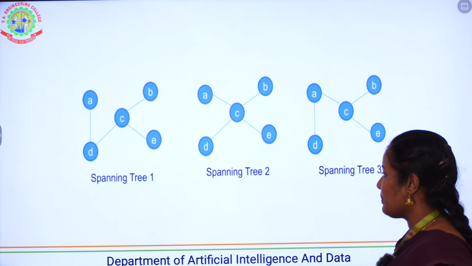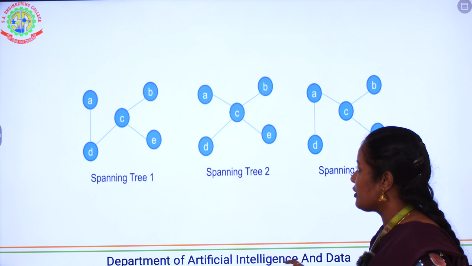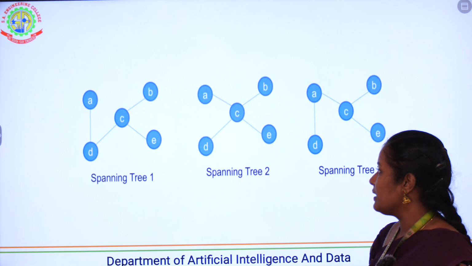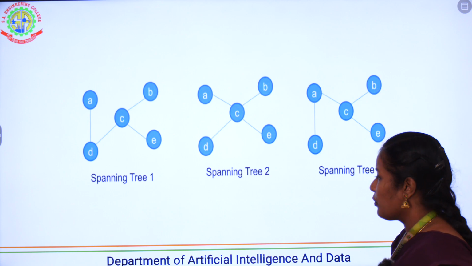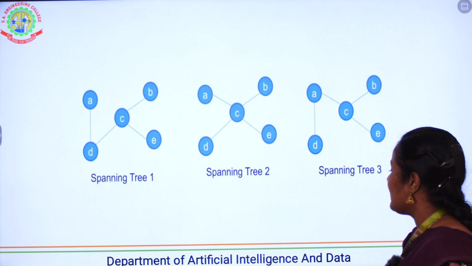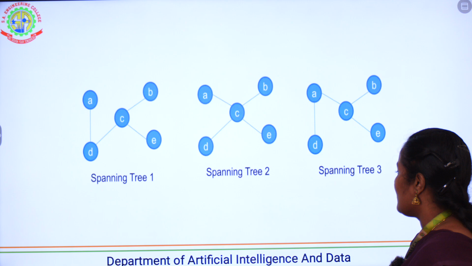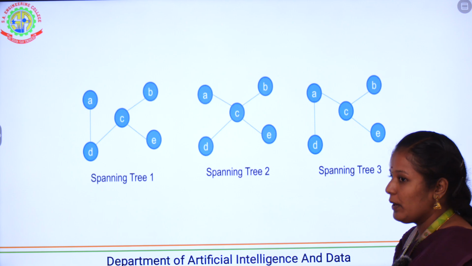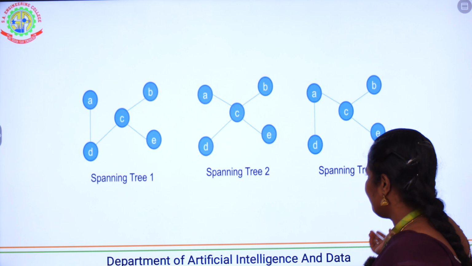Second, we move on to spanning tree 2. C is the center node. It is connected with all four other nodes: A, B, D and E. Next, we move on to spanning tree 3. C is the mid node, and C is connected with A, B and E. The A node is connected with the D node.